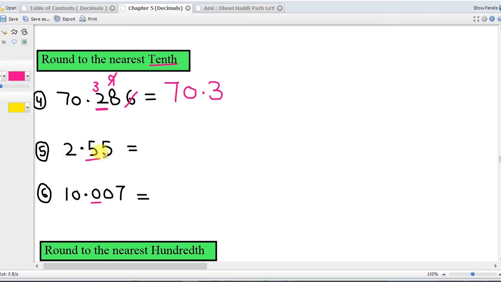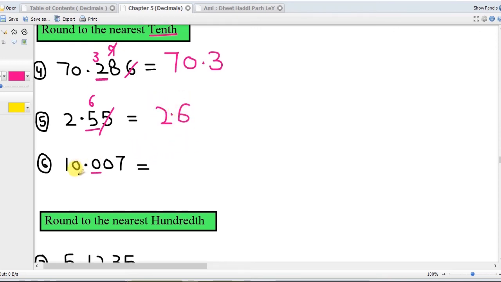Okay, next question is 2.55. So we have to round it up till here. Since this 5 is equal to 5, we have to add 1 to the previous number. So this 5 will become 6. So the answer is 2.6. Next is 10.007. So cancel this; 7 is greater than 5, so add 1 to the previous number, so it will become 1. Now again cancel, since this 1 is less than 5, it means we need not add 1 to the previous number. Simply cancel it and your previous number remains as it is. So the answer is 10.0.